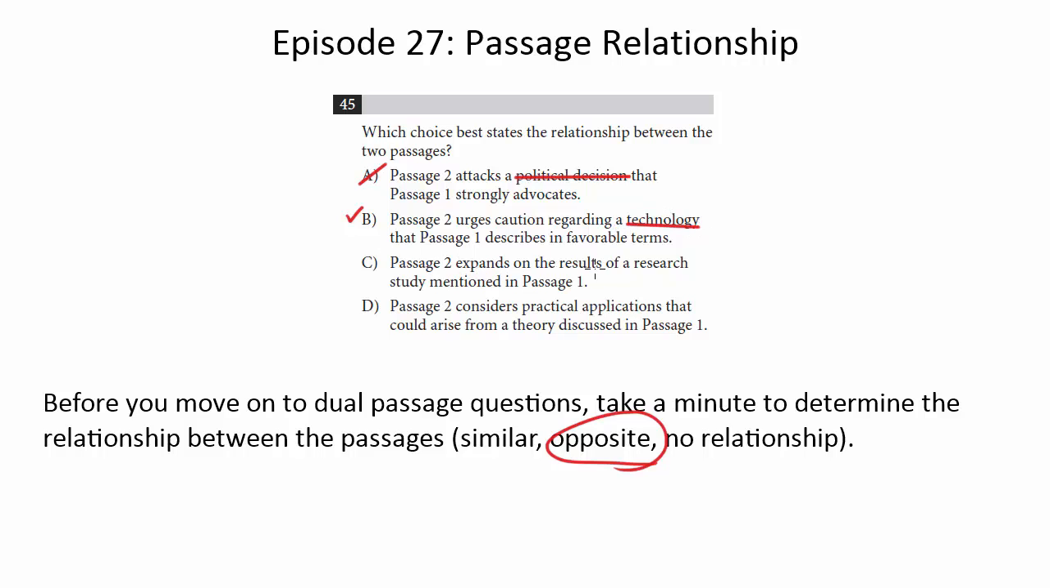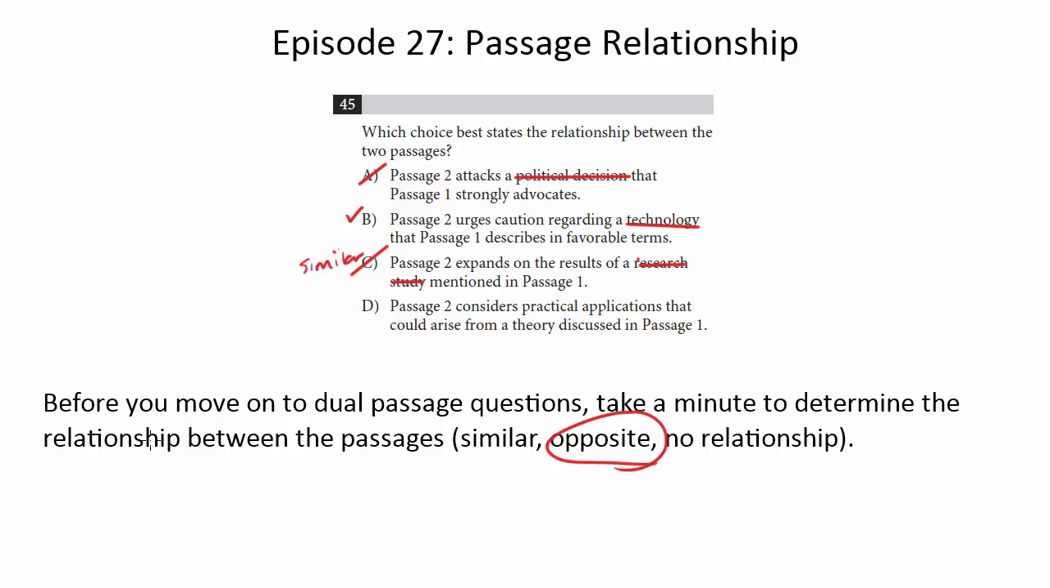Passage 2 expands on the results of a research study mentioned in Passage 1. This would be the choice if they were similar, or if they were building on one another, if they were making the same kind of argument, if they were on the same side, and that's not what we see here at all. And in fact, there's not even a research study, I don't think, mentioned in 1 anyway.